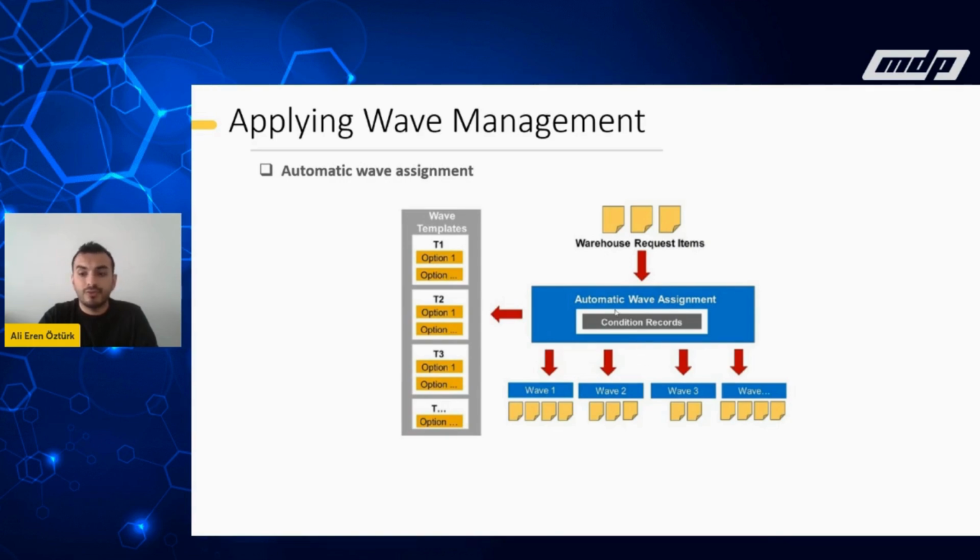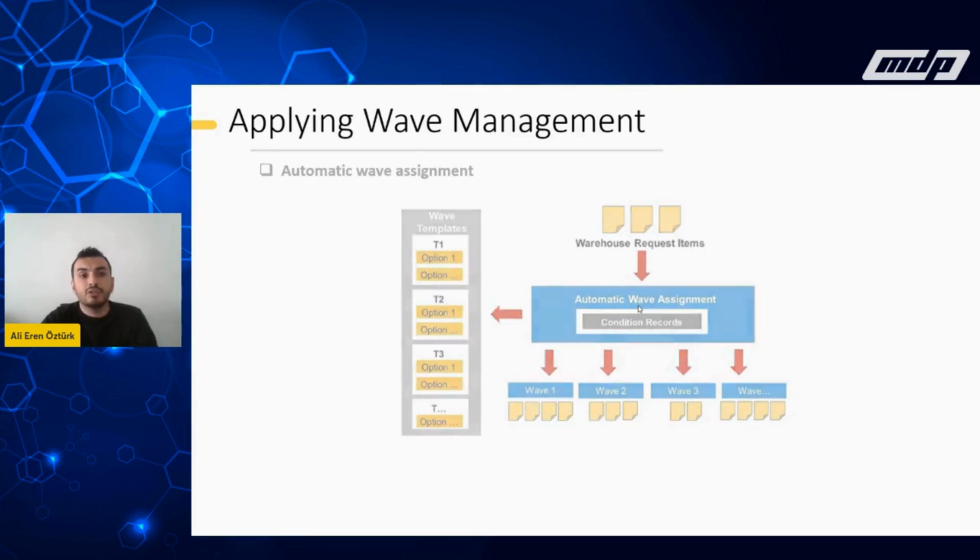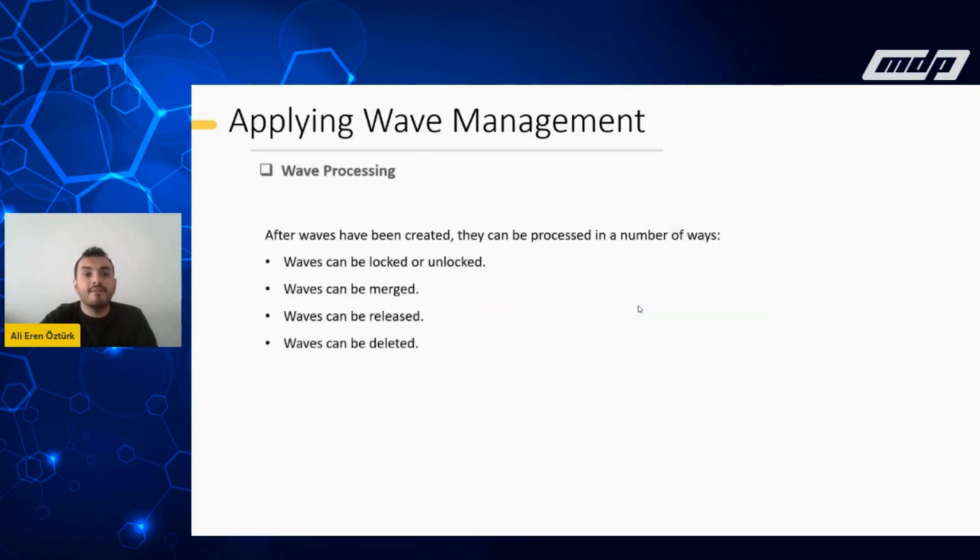Also, for those warehouse request items, a warehouse process type is also automatically assigned so that you can process with your warehouse tasks. And when it comes to the wave processing, we have got different options as well. So after the waves have been created, they can be processed in a number of different ways.